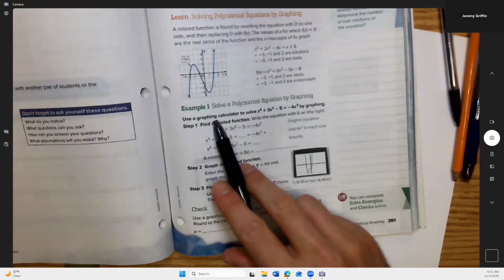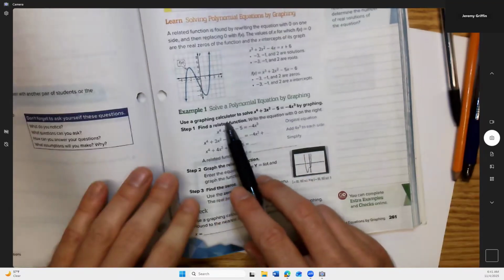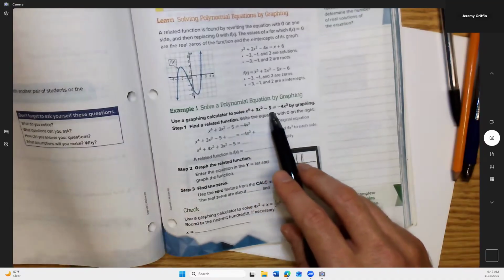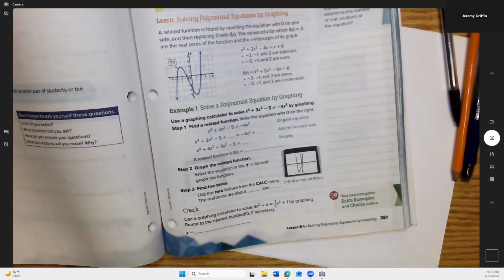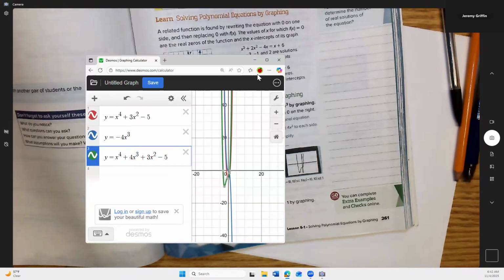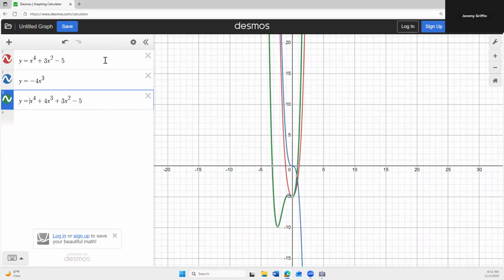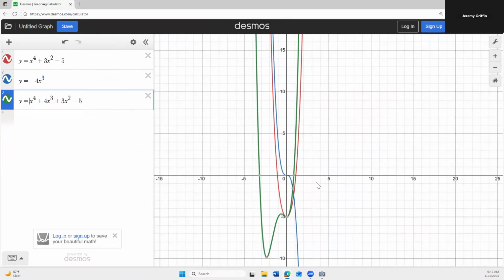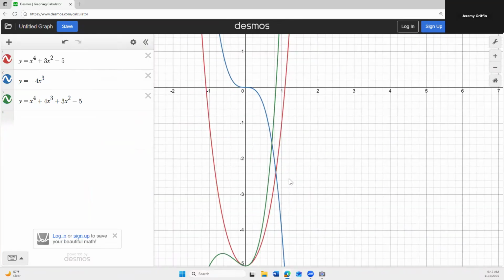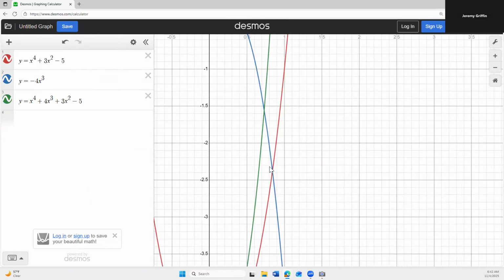Example one, solve the polynomial equation by graphing. Using a graphing calculator to solve, we've got y equals x to the 4 plus 3x squared minus 5 equals negative 4x to the 3, by graphing. So I think I got those right here. All right, so we got the red one and the blue one, and where are those equal to each other? If you graph these, that's to say, where does the red line and the blue line cross? You could figure this out by graphing.